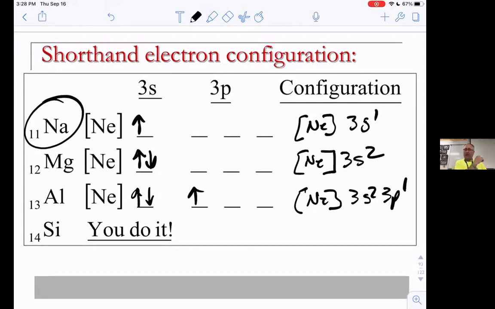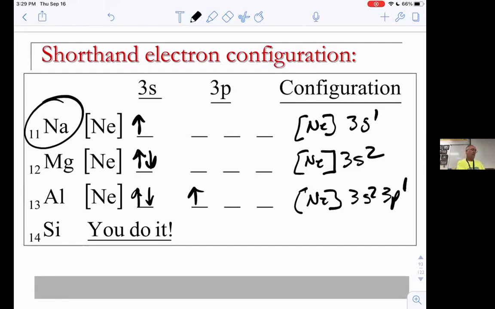So that is shorthand notation. And I've also shown you a little bit of orbital diagrams. You're not going to have to draw orbital diagrams for us. They're just a helpful way to explain what's happening with the electrons in terms of assigning them to certain orbitals. So let's do silicon.